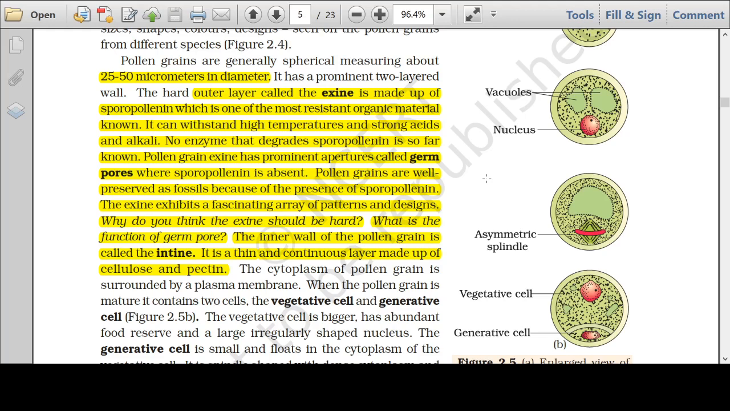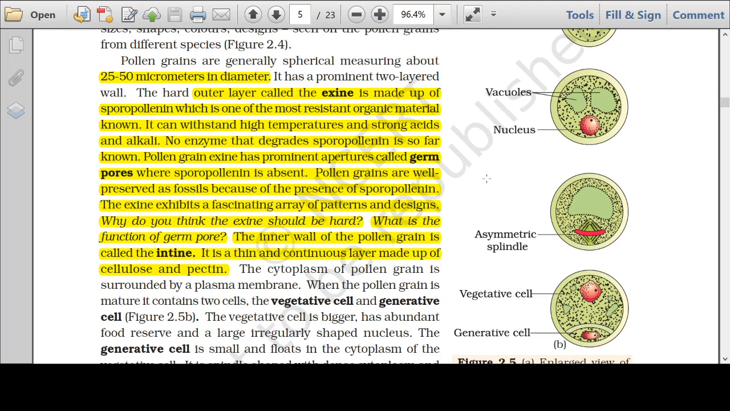And it is for this sporopollenin that pollen grains are preserved as fossils. Listen, students, very interesting. Now the exine, which is the outer layer, is not continuous. It has some gaps.